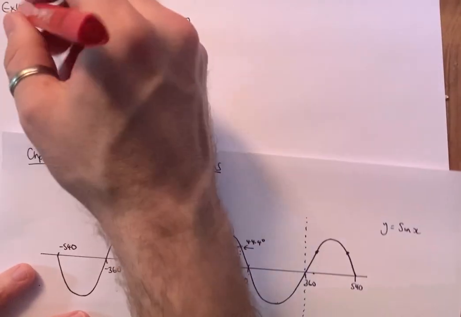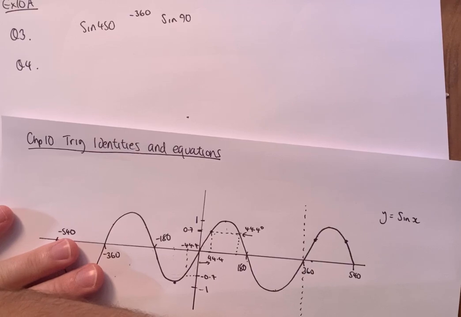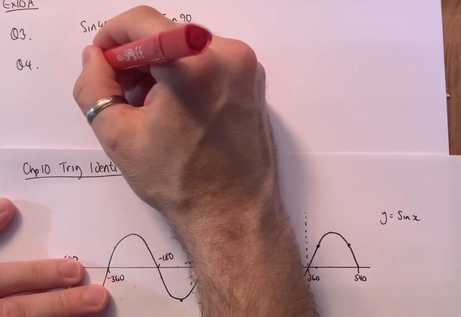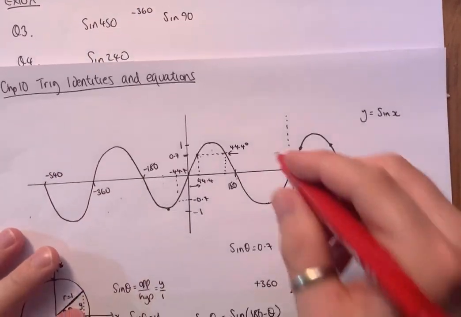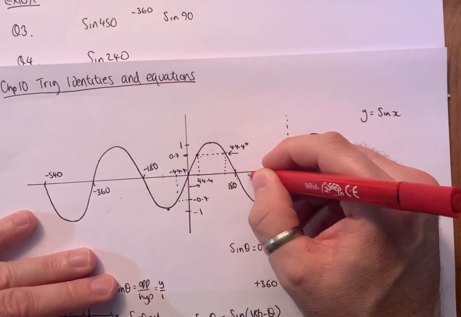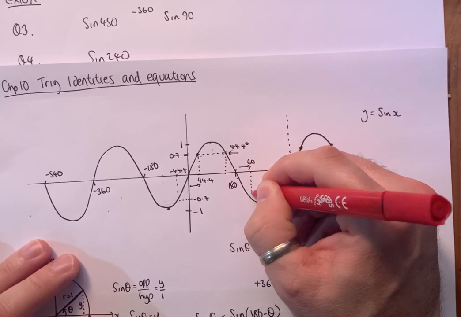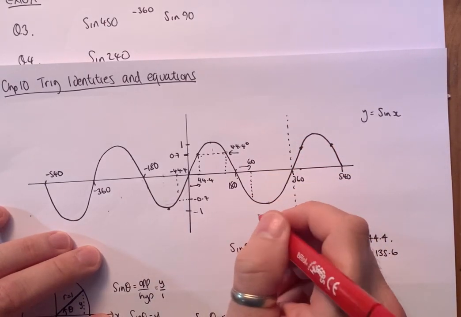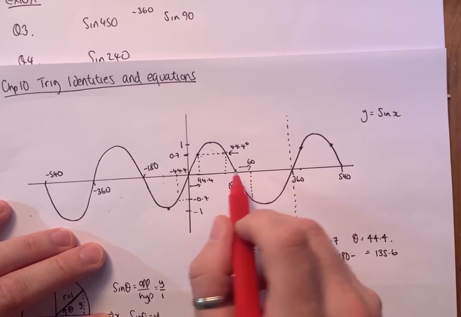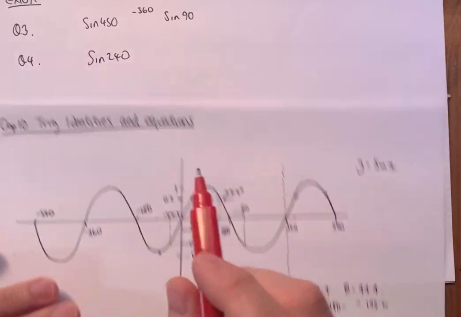You can also look at question 4, which gives you an angle and asks you to work out the acute value. The first one is sine 240. Sine 240 is going to be here, so it's 60 degrees in from here. So it's actually going to be a negative value. The acute angle that's going to work is minus 60, so it's going to be the same as sine minus 60. Okay, let's have a go at those two.